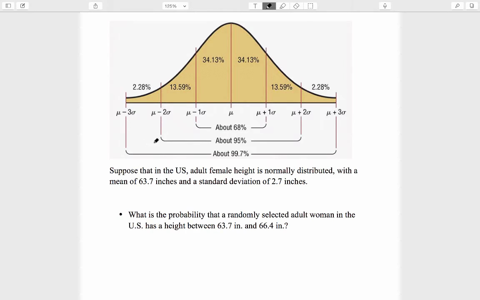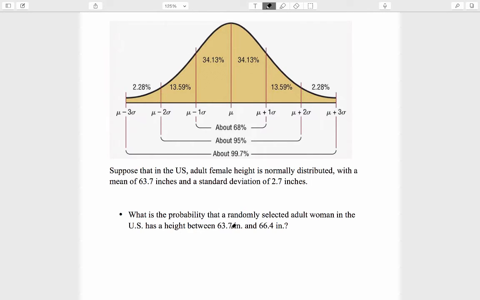For the sake of computation, let us suppose that we are working with a dataset which really is normally distributed. In particular, let us suppose that in the US, adult female height is normally distributed with a mean of 63.7 inches and a standard deviation of 2.7 inches. So this is just under 5'4". What is the probability that a randomly selected adult woman in the US has a height between 63.7 inches and 66.4 inches?